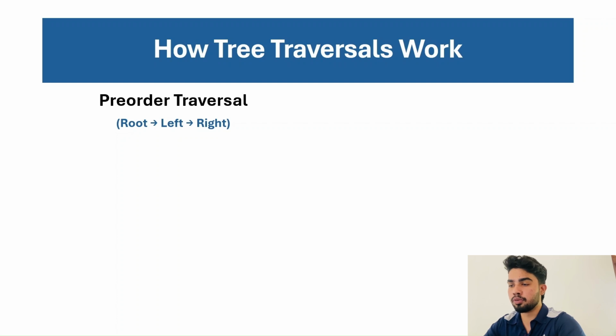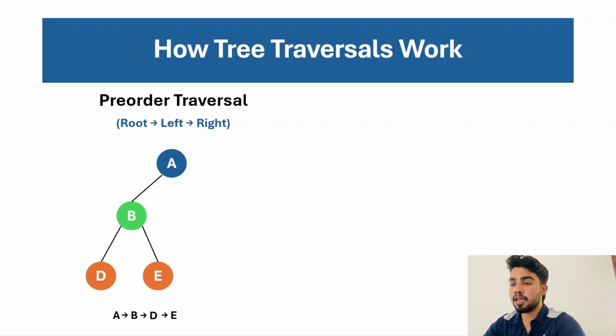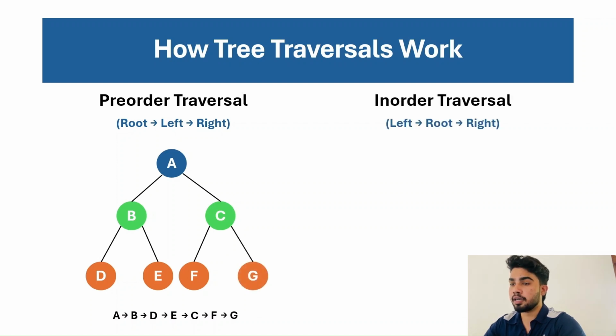So let's start from the root node, which is A, then go to the left child B, then go to the left child of the left subtree D, then go to the right child of the left subtree E. Then we go on to the right subtree of this tree, from the root of the right subtree C, which is also the right child of the root A. Then we go to the left child of the right subtree F. Finally, we go to the right child of the right subtree G. Then we look into the in-order traversal.